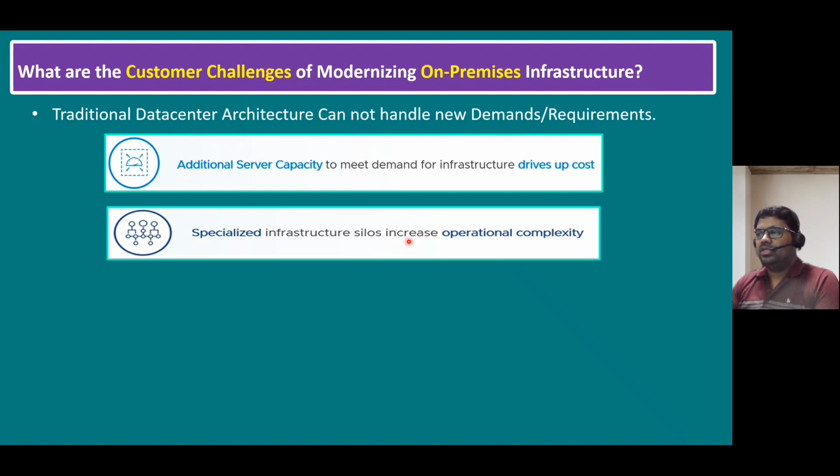And another challenge is specialized infrastructure silos increase operational complexity. Specialized infrastructure silos means, let's say we are already using a virtual infrastructure using vSphere virtualization. Suppose some applications require artificial intelligence or machine learning or video analytics. At that time we need to validate whether our existing infrastructure is specialized to support these business or project related applications or not. Or sometimes there may be big data related applications, or SAP HANA.